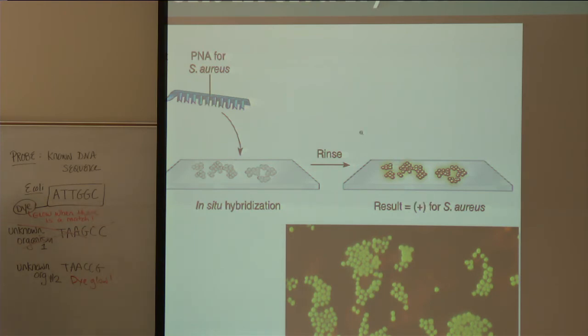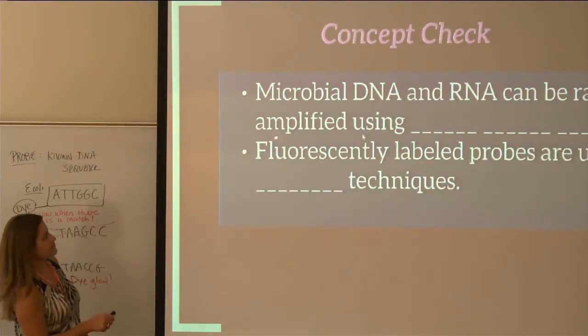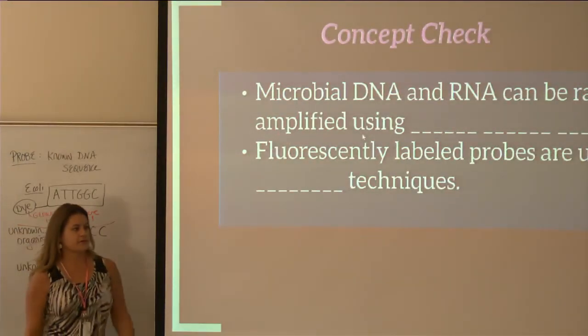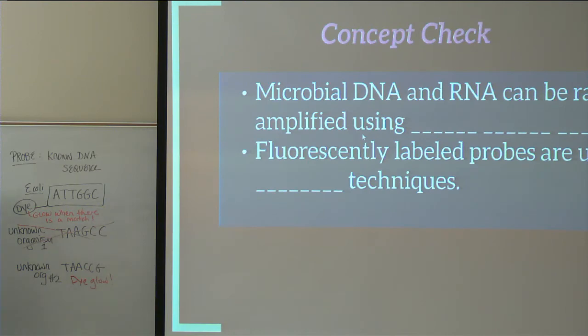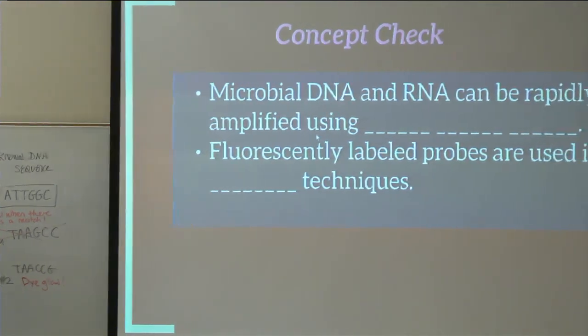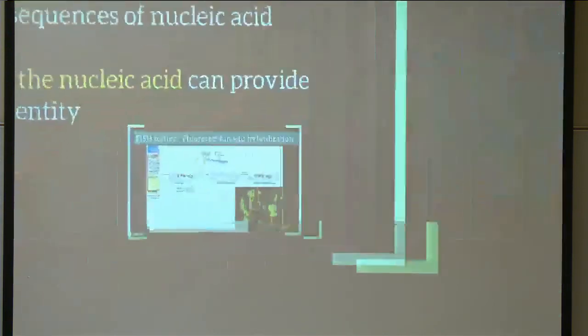Really cool techniques that we can run. All right, to sum this up, microbial DNA and RNA, how can you rapidly amplify them? PCR. What does PCR stand for? Polymerase chain reaction, exactly. And then fluorescently labeled probes are used in what type of technique? Hybridization. Yes, those would be hybridization techniques.